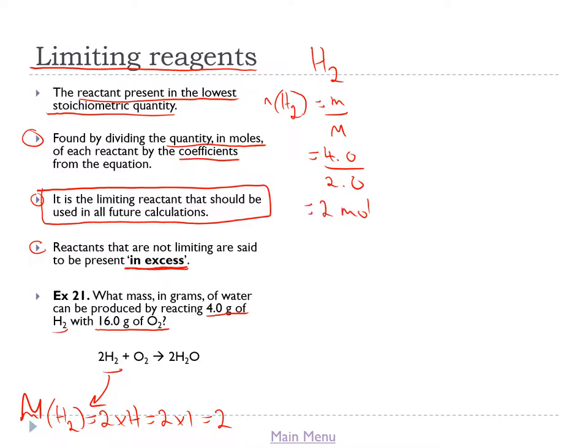But once we've got the number of moles, we're going to divide it by the coefficient. So we're now going to do the number of moles of H2 divided by 2, because there were two H2s in the equation. So that is going to be 2 divided by 2 equals 1.